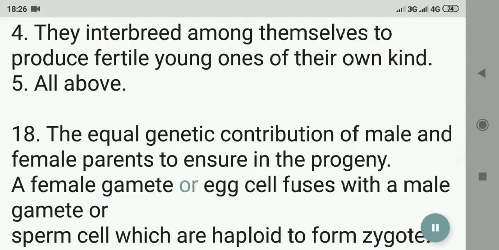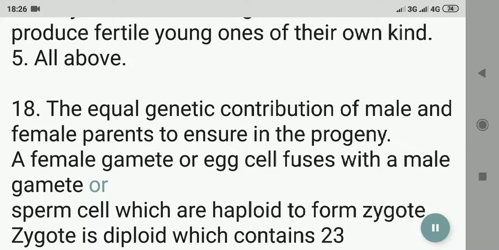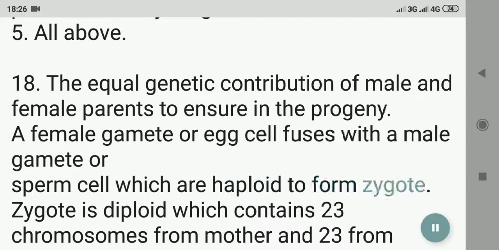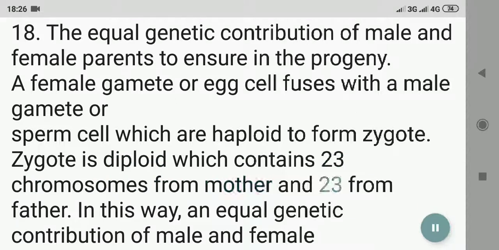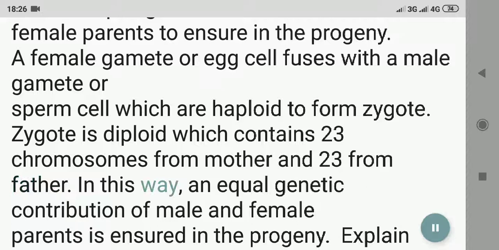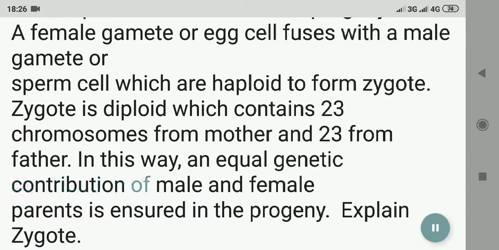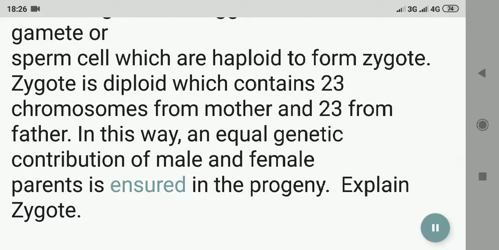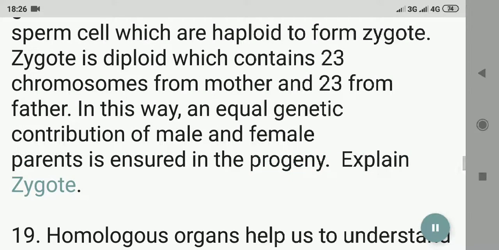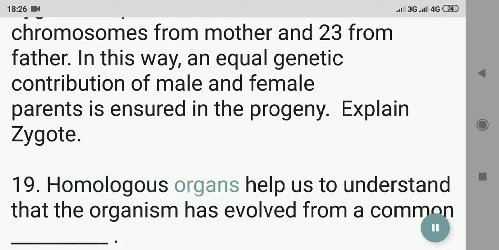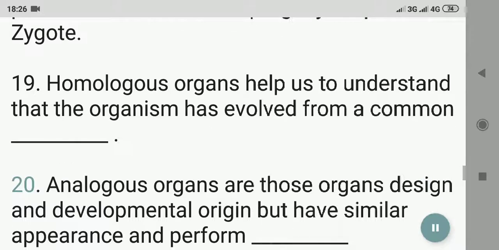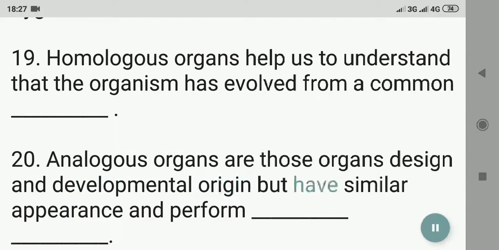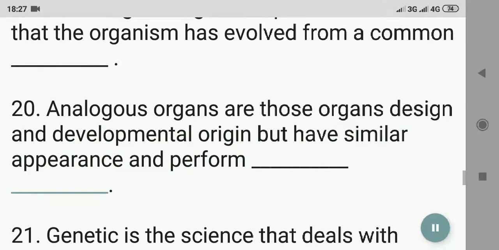A female gamete or egg cell fuses with a male gamete or sperm cell which are haploid to form zygote. Zygote is diploid which contains 23 chromosomes from mother and 23 from father. In this way, an equal genetic contribution of male and female parents is ensured in the progeny. Explain zygote. 19. Homologous organs help us to understand that the organism has evolved from a common blank. 20. Analogous organs are those organs which have different basic structural design and developmental origin but have similar appearance and perform blank blank.